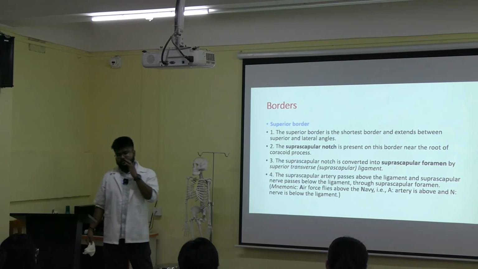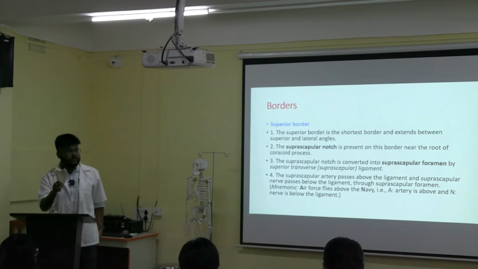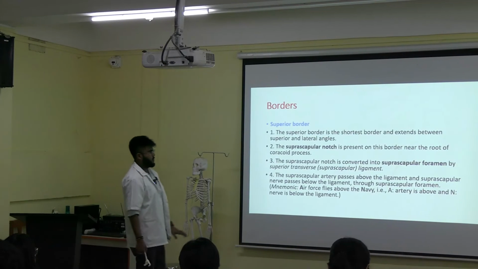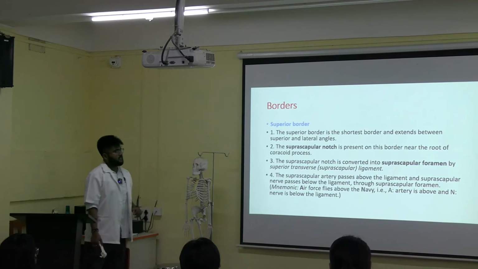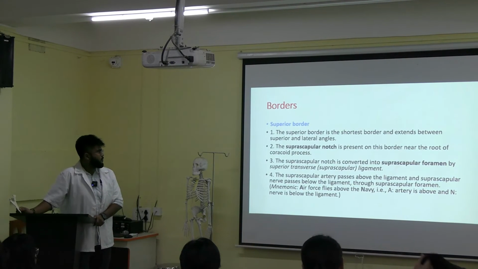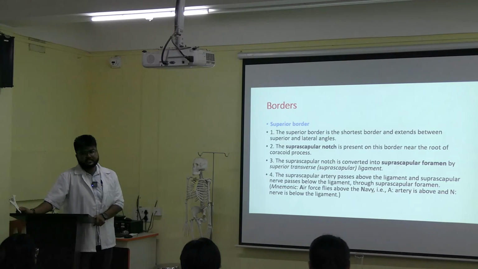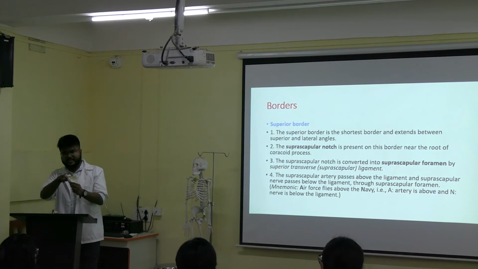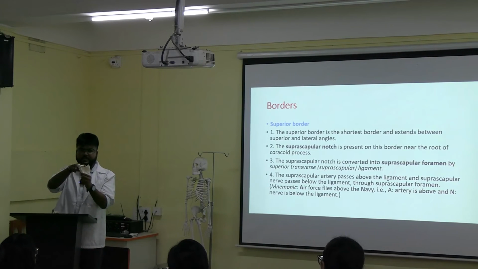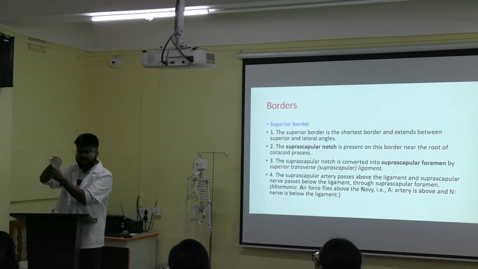Scapula के ऊपर superior, suprascapular notch. Okay, see what is the meaning of this line. The suprascapular notch is converted to the suprascapular foramen by the superior transverse ligament. Suppose one ligament is present, this is called your transverse ligament, superior transverse ligament. By the presence of this ligament, one foramen is formed.